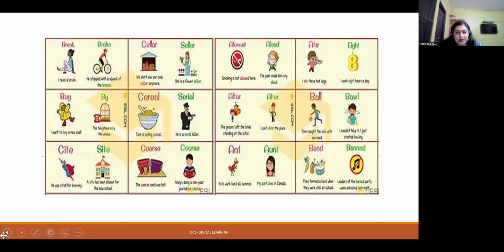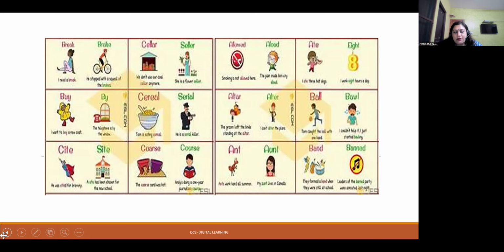Allowed, one is when something is allowed. The other meaning, aloud, is when it is spoken very loudly. Altar. One meaning of altar is at the church when people get married. The place where the bride and groom stand is known as the altar. The other, alter, is to change, the option.